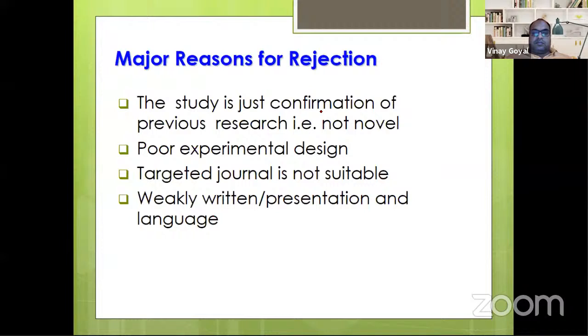This is an important slide. What are the major reasons for rejection? The study is just a confirmation of previous research. If there is nothing novel, it will be rejected. If there is a poor experimental design, it will be rejected. If the target journal is not suitable, that means the choice of journal that you have made is not appropriate, it will be rejected. And if your manuscript is weakly written, there is a language problem, there is a technical problem, the presentation is not proper, the flow of the manuscript is not proper, it will definitely be rejected.